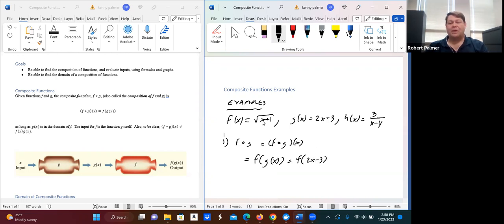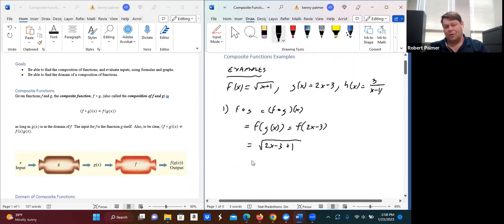So wherever I see an x here in f, I'm going to replace it with 2x minus 3. It's going to look like this: the square root of x plus 1, I'm replacing x with 2x minus 3, plus 1. Then, of course, simplify if you can. We can, and so this is going to be the square root of 2x minus 2. That is our composition function.